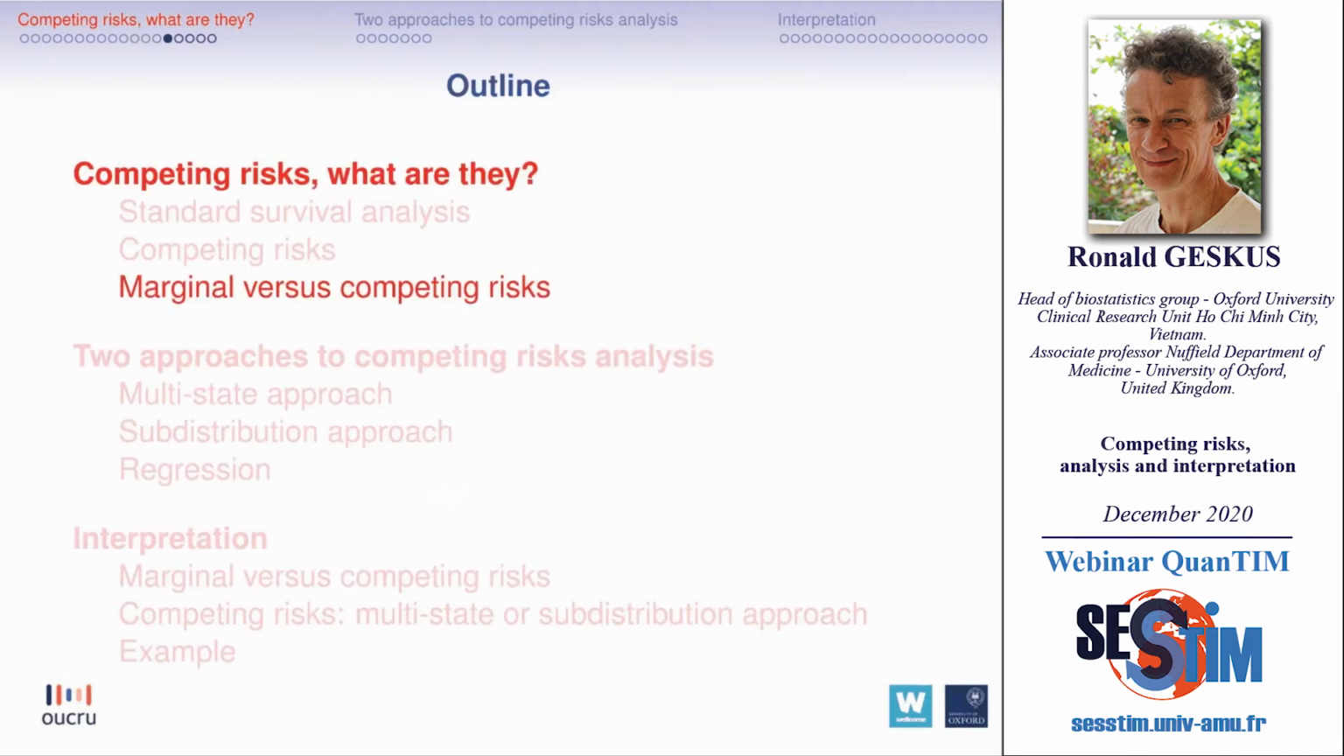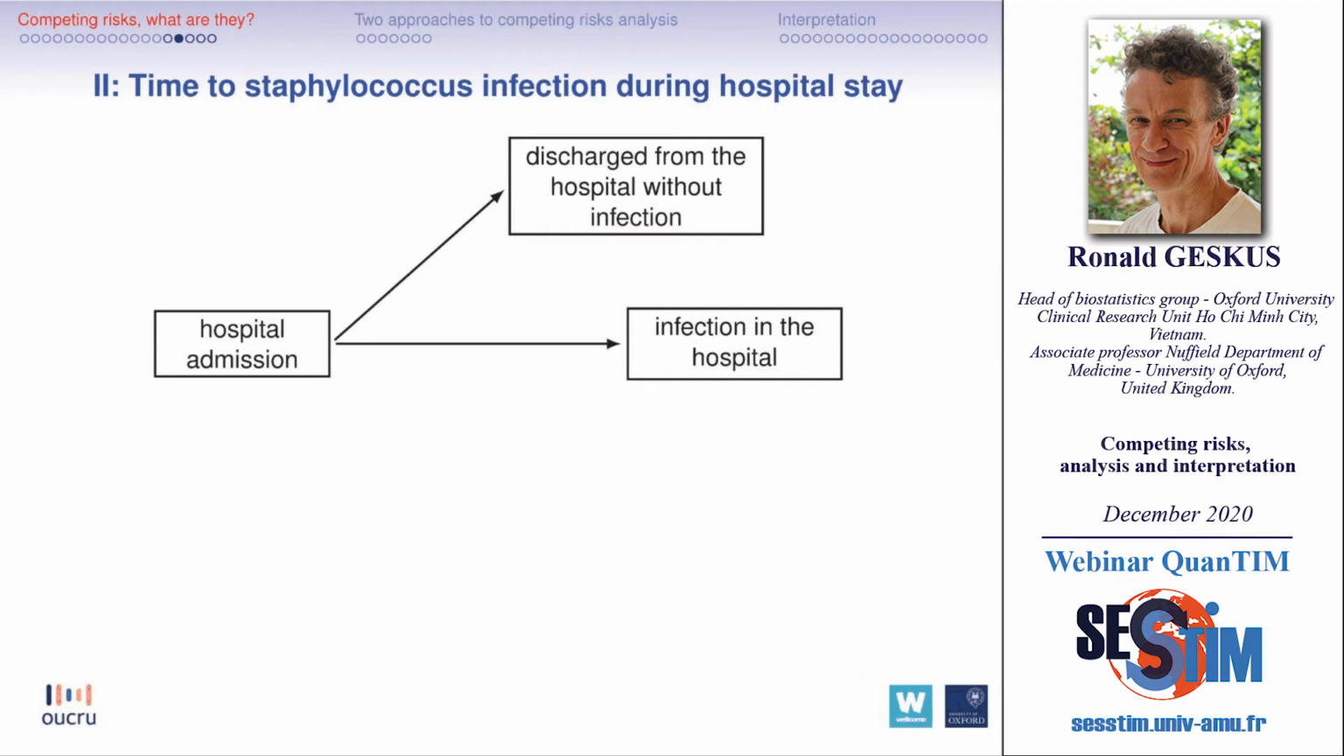And let me start with a simple example. Time to staphylococcus infection during hospital stay. So the time origin, individuals become at risk at hospital admission, and then 2 things can happen. They can become infected while staying in the hospital, or they can be discharged from the hospital without infection.